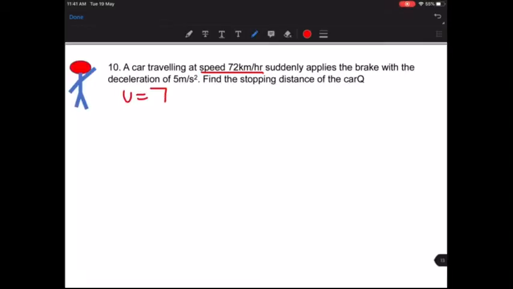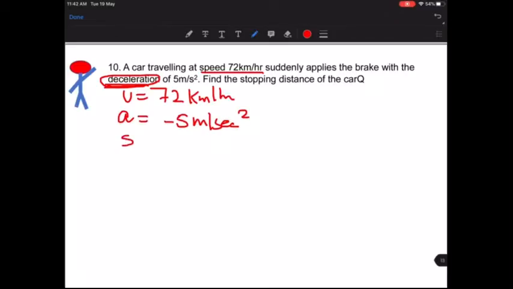Your initial velocity is given to you, which is 72 kilometers per hour. The car applies some brakes and attains some acceleration of minus 5 meters per second square. Why have I written minus 5? Because it is very clearly given in the question that it is deceleration. Deceleration means negative acceleration. Now, find the stopping distance of the car.